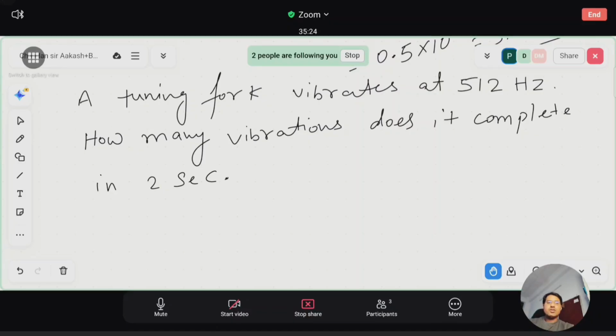Because it is direct from the definition. I told the number of wavelengths in 1 second, that is called frequency. So here they're asking how many vibrations does it complete in 2 seconds. So basically just we have to multiply by 2, because in 1 second it is 512 hertz. So in 2 seconds it should be 1024 hertz or 1024 vibrations, we can just say. Right?